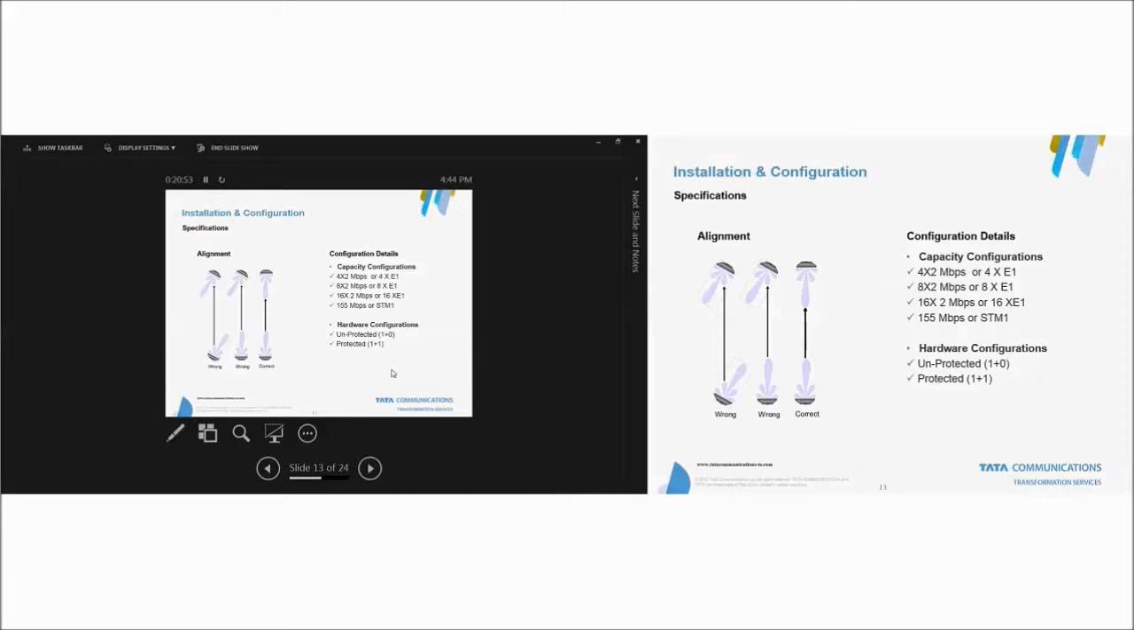Once the installation and alignment are done, this is the configuration. Capacity configuration can be obtained as per your requirements. It might be 4 into 2 Mbps, 8 into 2 Mbps, 16 into 2 Mbps, and it may be STM1 connectivity. And hardware configuration can be either protected 1+0, protected 1+1, or unprotected 1+0.